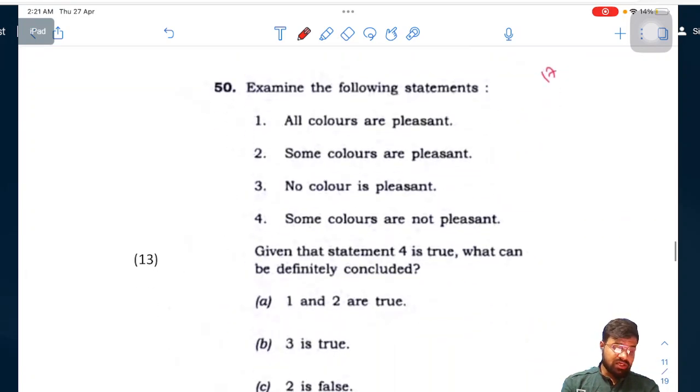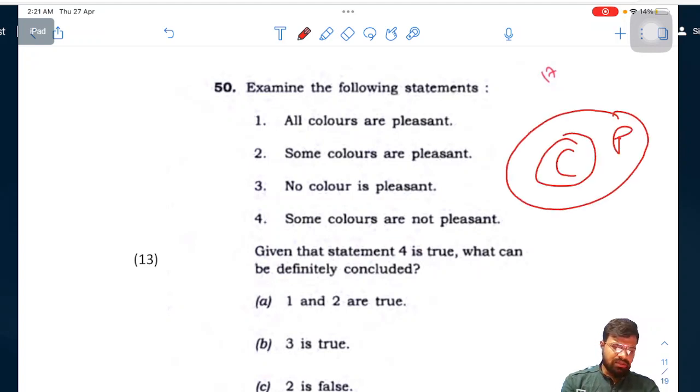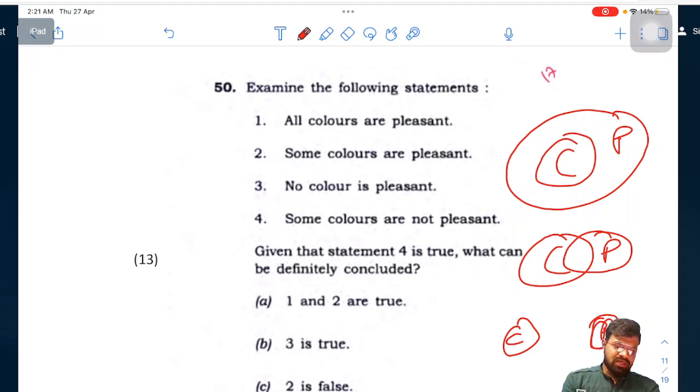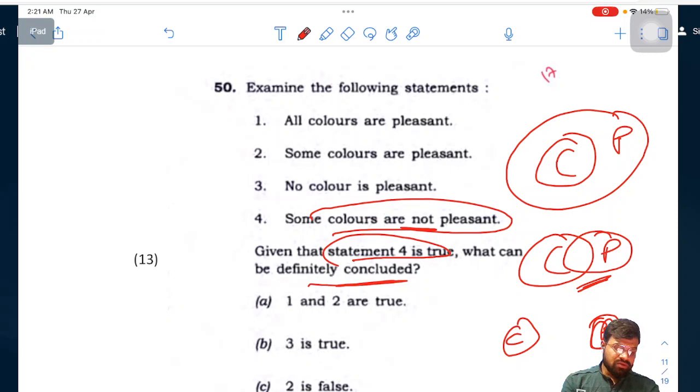Easy question. All colors are pleasant. Again the same syllogism. Some colors are pleasant will be like this. No color is pleasant will be different. Some colors are not pleasant will be the same diagram as this. Given the statement 4 is true, we can definitely conclude.